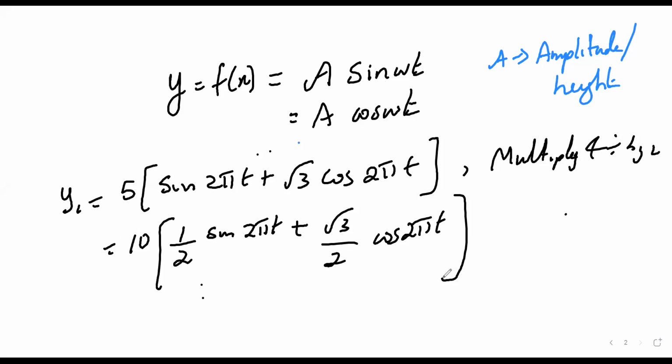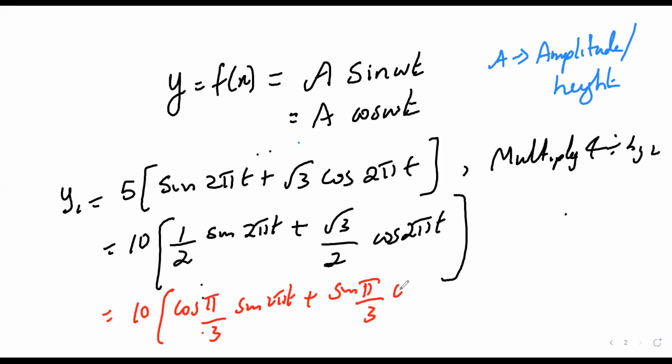In the sense, what is 1 by 2? 1 by 2 I can write it as cos 60. Correct? So 10 into 1 by 2 I'll write it as cos 60, so that is cos pi by 3. And sine 2 pi t I'll write it like that. And what about root 3 by 2? I can write it as sine 60, sine pi by 3 into cos 2 pi t.